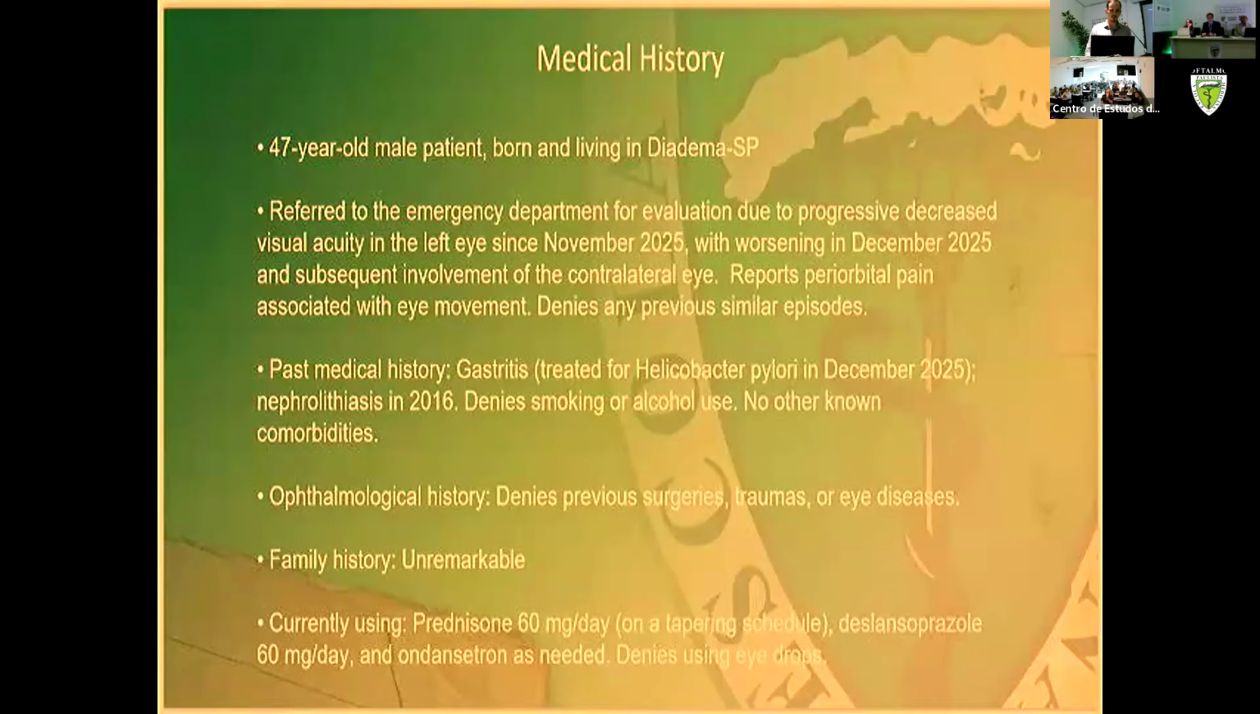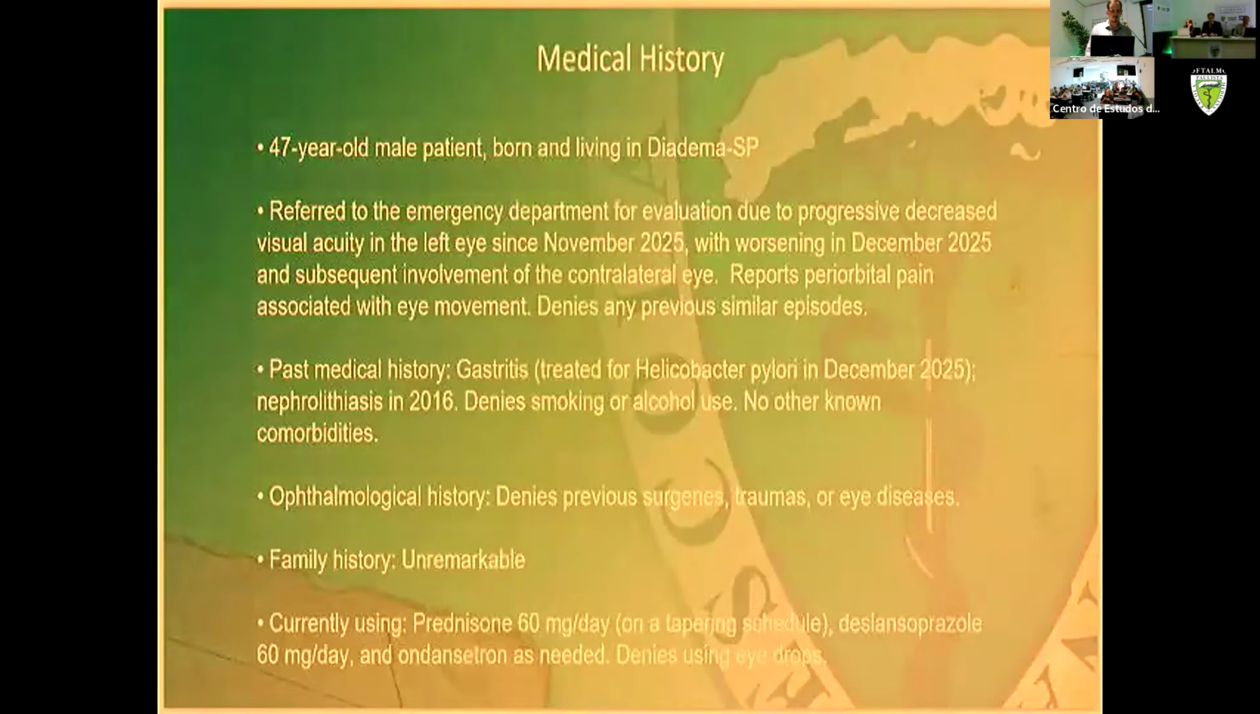For past medical history, he says he had gastritis and nephrolithiasis. He denies smoking or alcohol use and has no comorbidities. He denies any prior traumas or diseases. Family history is unremarkable. He is currently using prednisone 6 mg daily on a tapering schedule, and a proton pump inhibitor daily, and dipyrone as needed. He denies using any eye drops.